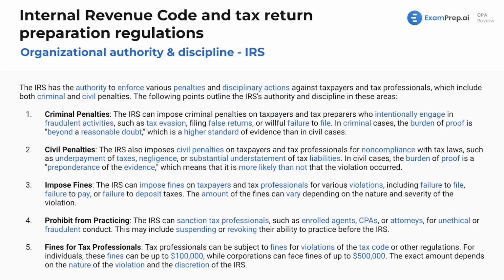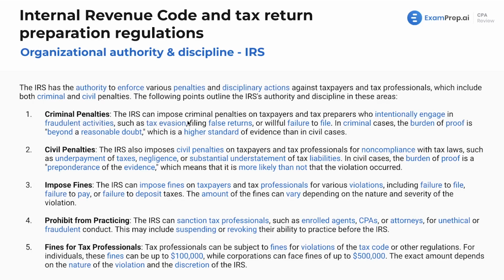Next up, the IRS. Much more of a relevant organization for what we're going to see here on the exam. Well, the IRS is going to have the authority to enforce penalties and disciplinary actions against taxpayers and tax professionals, which include both criminal and civil penalties. The following points are going to talk about what the IRS is going to be capable of doing and what they may do. First, we've got criminal penalties.